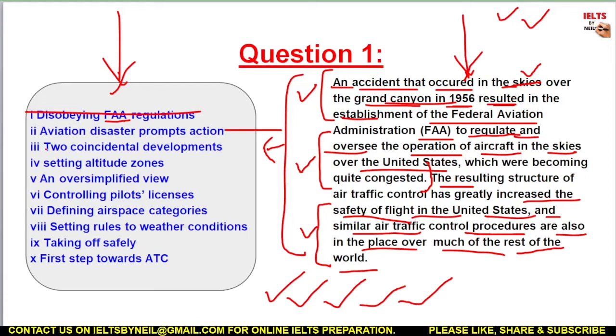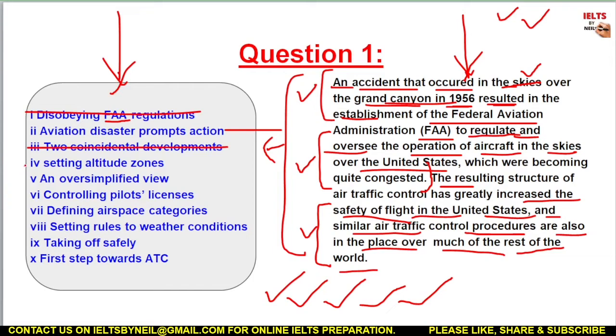Now the next one, two coincidental developments. They are talking about the development of the FAA, but there's nothing which says two and coincidental. So that's a big no. Next one, setting altitude zones.